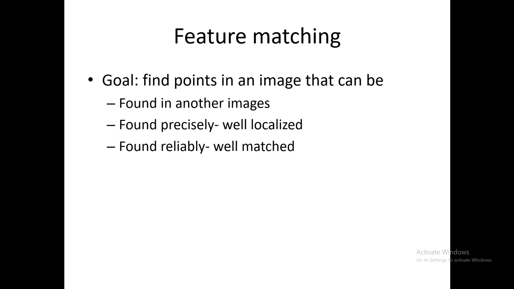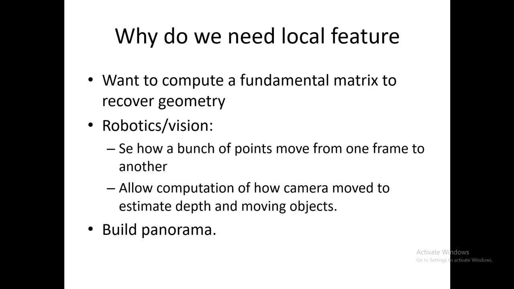And the question arises, why do we want to do this feature matching? The reason is, when we want to compute the fundamental matrix to recover the geometry, we need the local features, and it's used more in robotics or vision. So we see how a bunch of points move from one frame to another frame, and it allows us to compute how the camera moved to estimate the depth and moving objects. And another example is the construction of panorama.